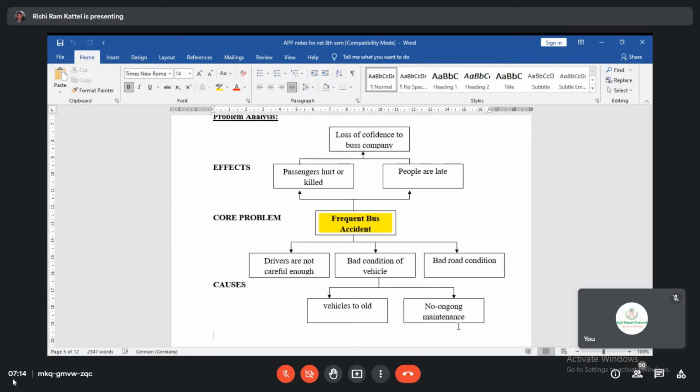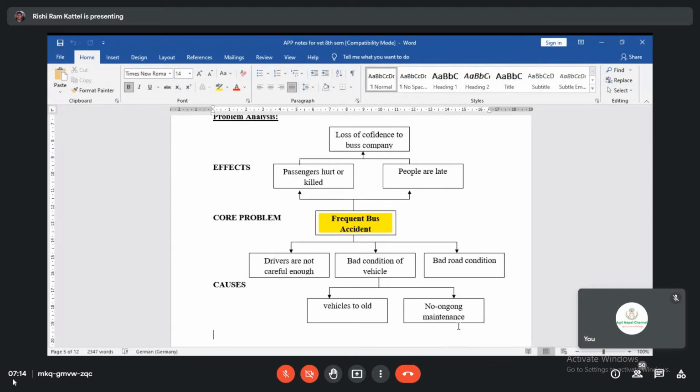So you have to make a cause and sub causes in this way, and you have to see the effect. And this is a problem tree because the causes are related to roots and stem, and leaves and branches are effect. That's why you have to make a tree structure, and this problem analysis is called problem tree. Effects are passengers hurt or killed.